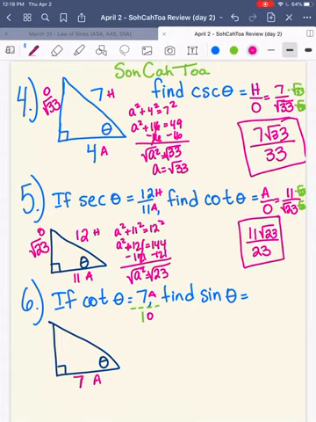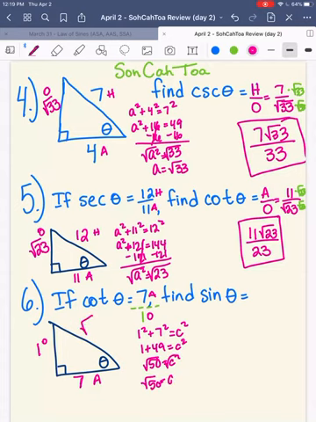So 7 is our A, and 1 is our O. And then we're going to do Pythagorean theorem. But this time, we don't have to subtract. We're actually going to add, because we have both of the legs. So our c squared is 50, and our c is square root 50.